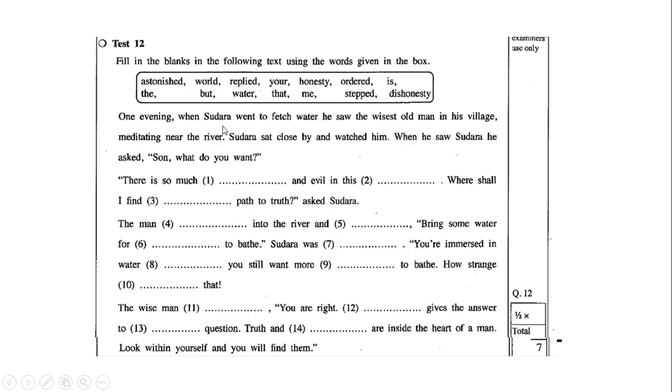One evening, when Sudhara went to fetch water, he saw the wisest old man in his village, meditating near the river. Sudhara sat close by and watched him. When he saw Sudhara, he asked, "Son, what do you want?" "There is so much dishonesty and evil in this world. Where shall I find the path to truth?" asked Sudhara.